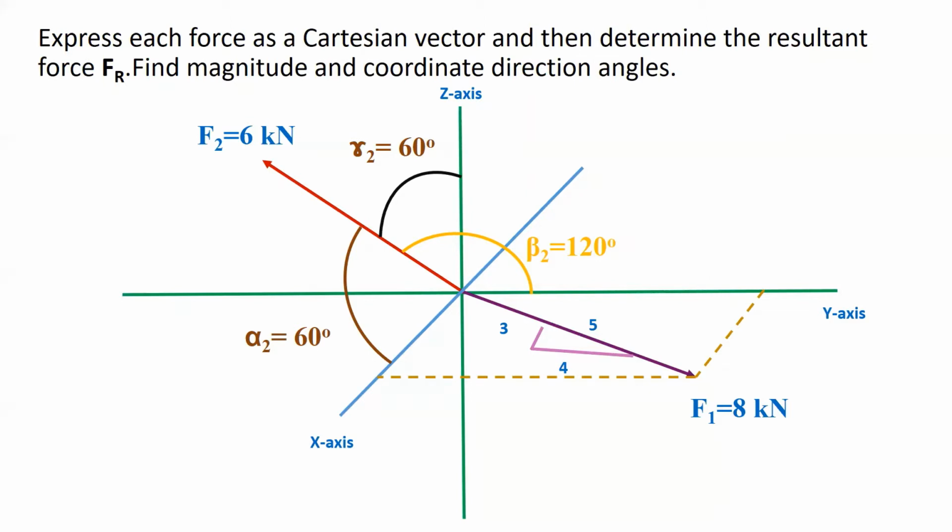So here is the diagram. This is the 3D diagram. There are two forces, F1 and F2. The magnitude of F1 is given to you, that is 8 kilonewton, and the magnitude of F2 is 6 kilonewton. The angles of F2 are given: alpha 2 is 60 degrees, beta 2 is 120 degrees, and gamma 2 is 60 degrees. Alpha 2 is between the x-axis and the F2 force, beta 2 is between the y-axis and the F2 force, and gamma 2 is between the z-axis and F2.